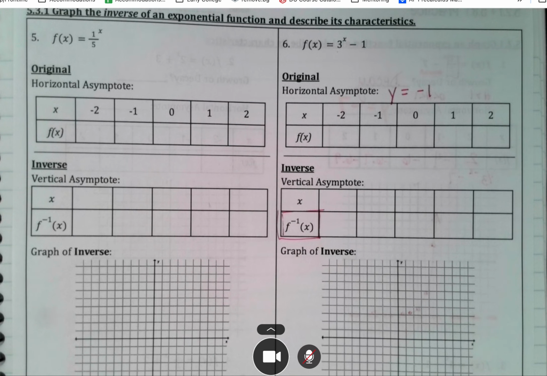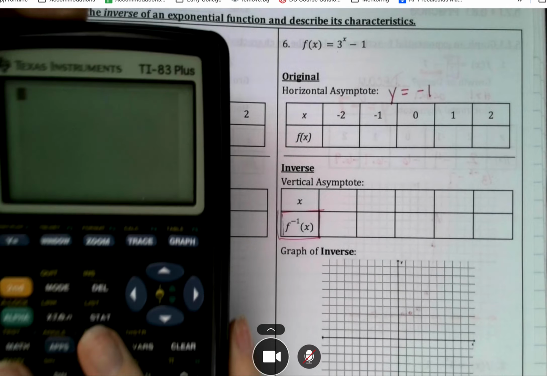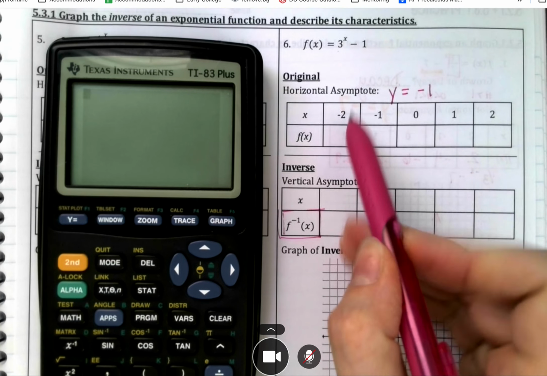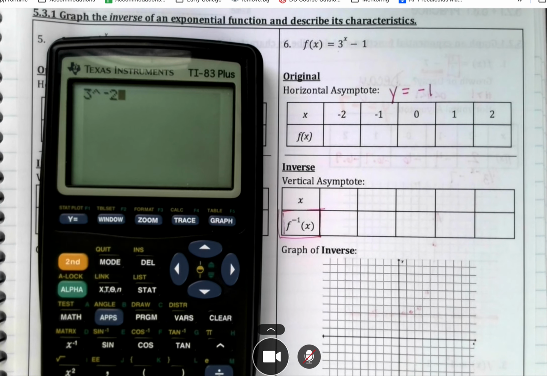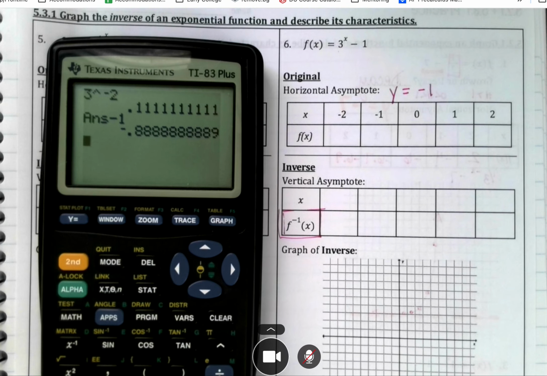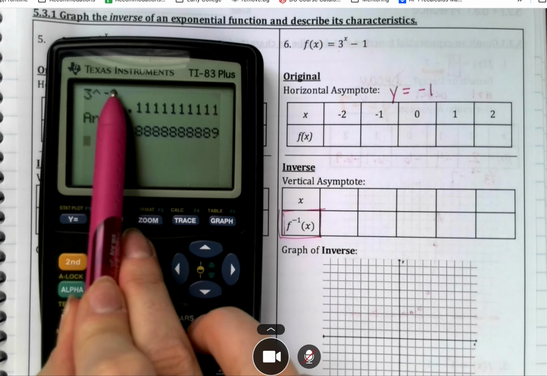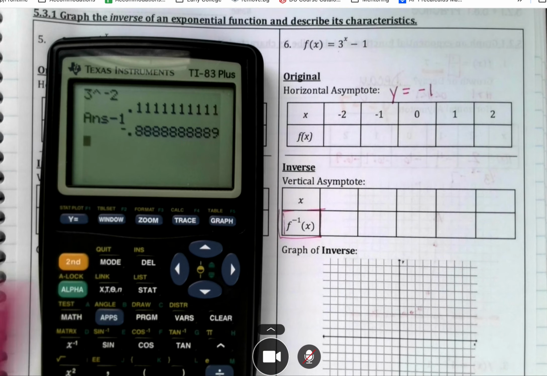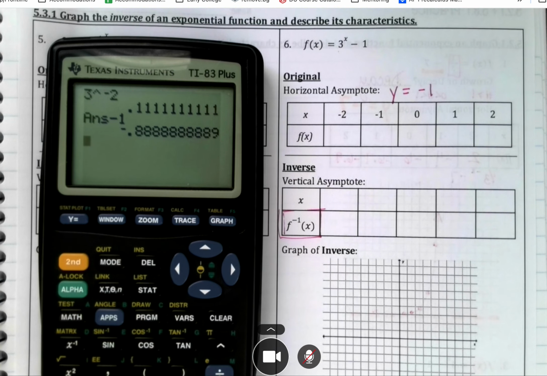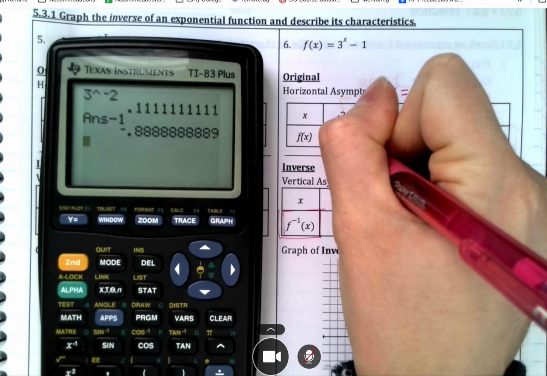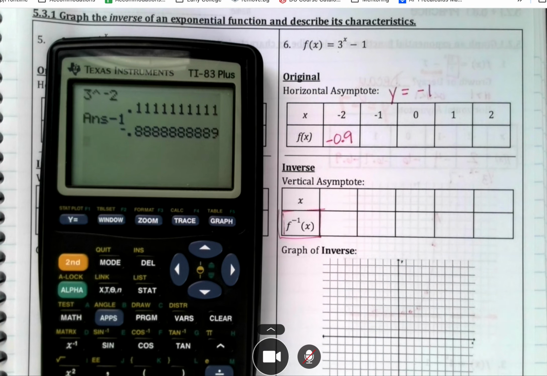So now I want to fill in my table. I'm going to fill it in the same way that we did on the front side. So I'm going to plug in -2 in for x and then fill out my entire table. So 3 to the power of -2, and then I'm going to subtract 1 from it. You could probably do it all at once. Just make sure that your cursor comes back down as normal for the -1, that you're not putting it in the exponent with that -2. So I get about -0.9. I'm going to round it.